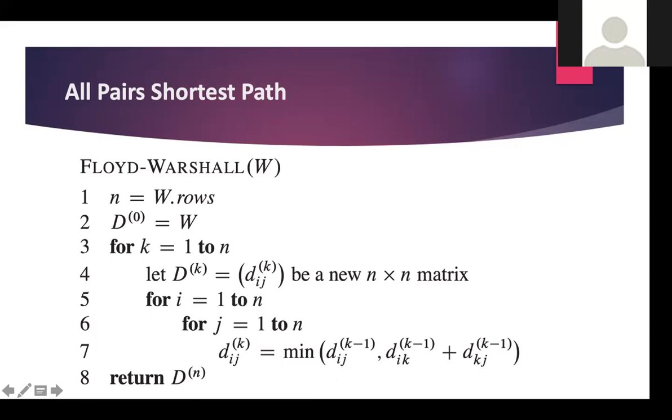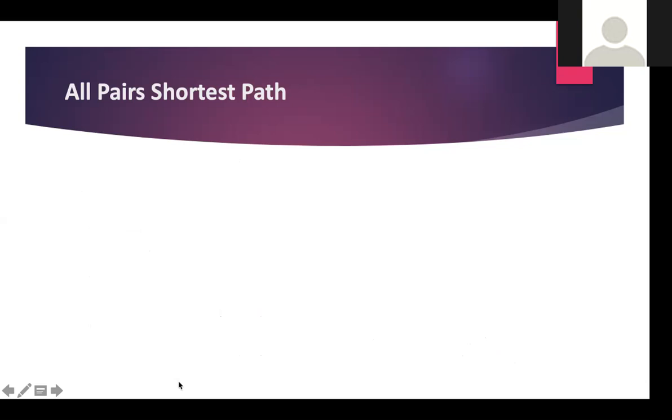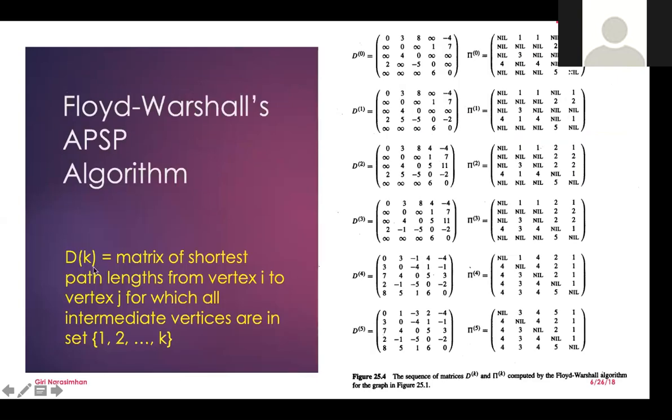And so once k goes from 1 to n, at the end of the nth iteration, all these values are going to give you d super n. It turns out d super n is exactly what we need because of the way we've defined it. It says that d super n is the matrix of shortest path lengths from vertex i to vertex j, for which all intermediate vertices are allowed, because this set is now 1 to 3 all the way up to n.